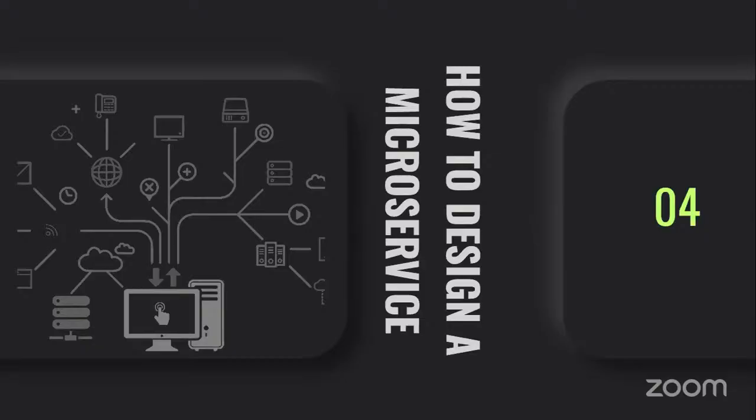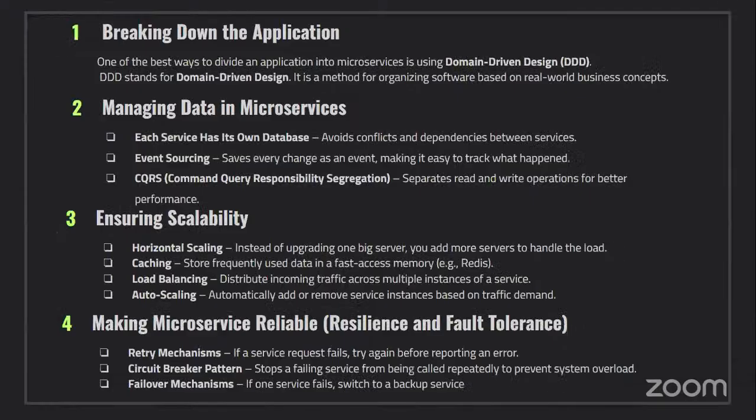Each team handling the service can decide what language we are going to use. So how can we design a microservice? The first point we have here, like I said, from the word microservice, is breaking down a big, complex thing into smaller parts. So the first one is we are going to break down the application, and one of the best ways to divide an application into microservices is using what we call DDD, domain driven design.